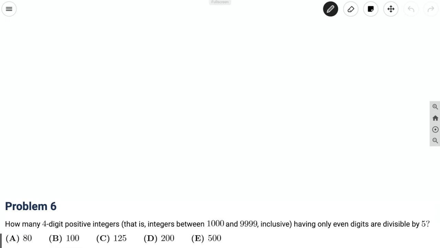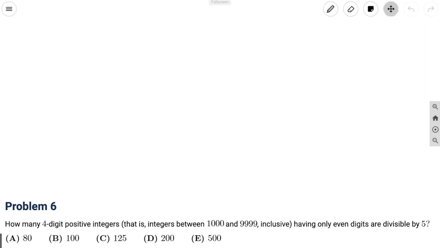Hello, today we'll be going over the next 5 problems of the 2020 AMC10 A. So problem number 6 states, how many 4-digit positive integers, that is integers between 1000 and 9999 inclusive, have only even digits that are divisible by 5?